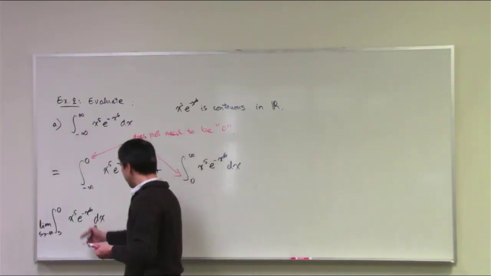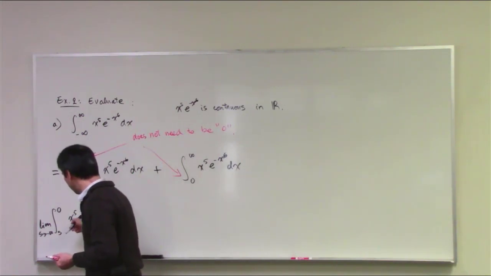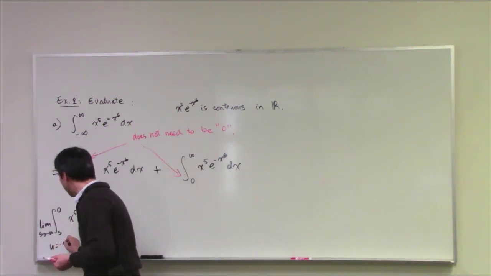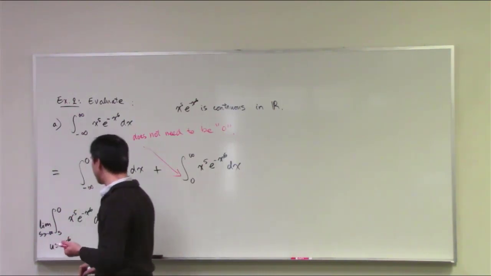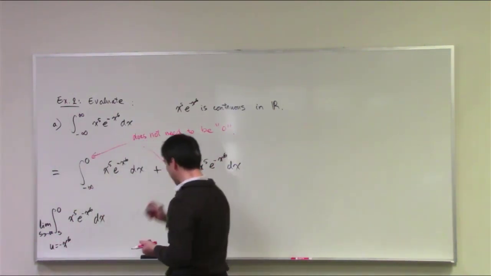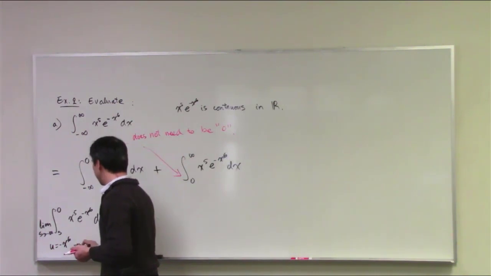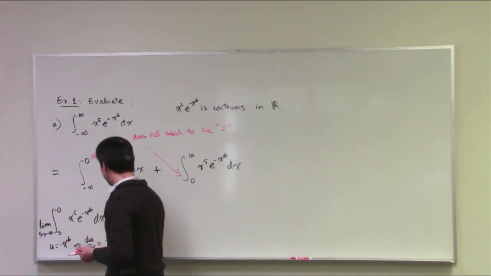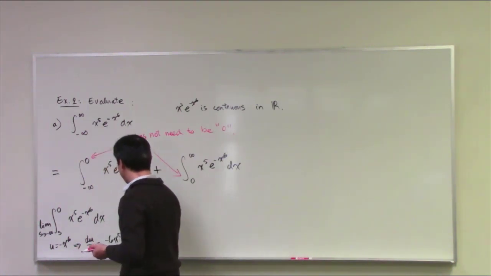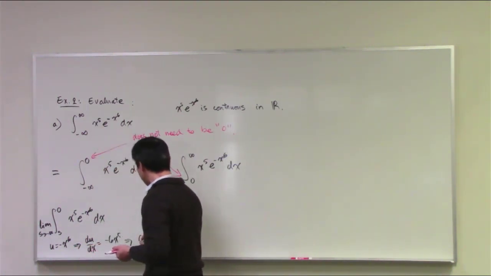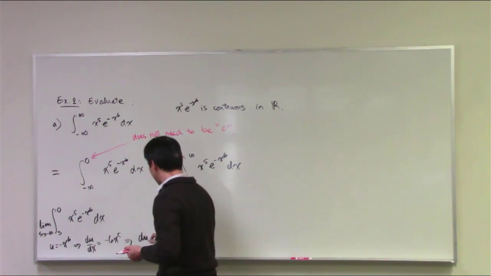With something like this, we can go with the substitution method. Let u equal minus x to the 6th power. Then du equals minus 6x to the 5th dx. So that leads to dx equals du over minus 6x to the 5th.